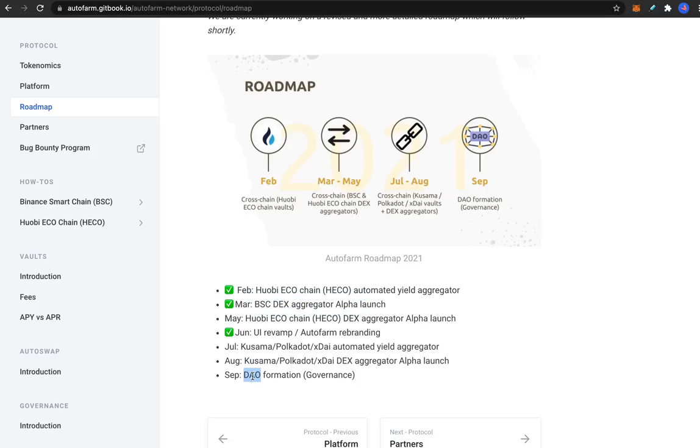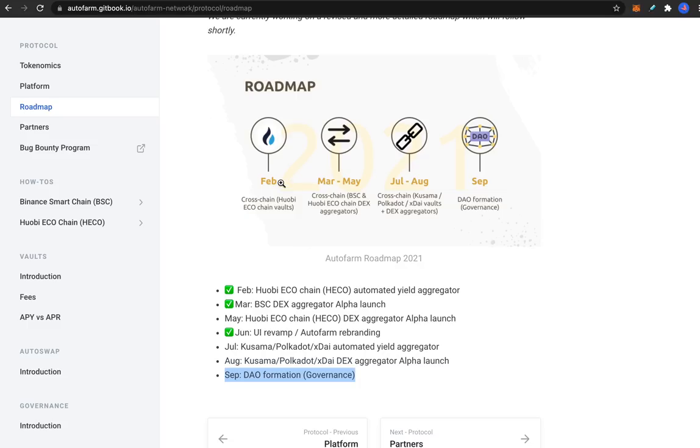And at the end, they will have a decentralized autonomous organization. What they don't say here, but I was talking with the team, and that's also one thing that you can do, is you can always contact the team on their Telegram or Discord channels and talk with the devs and ask what are you gonna do here, what are you gonna do there, and usually you will get answers.